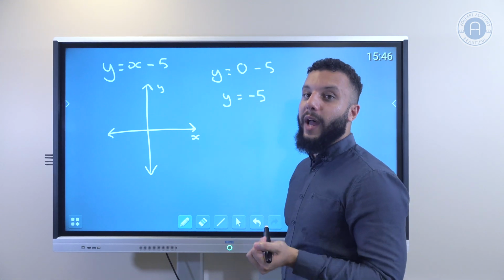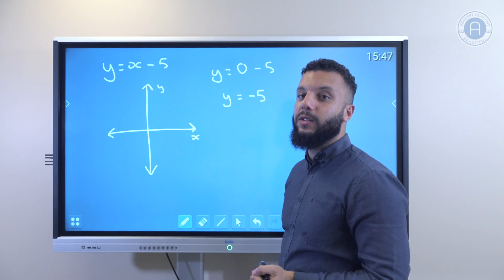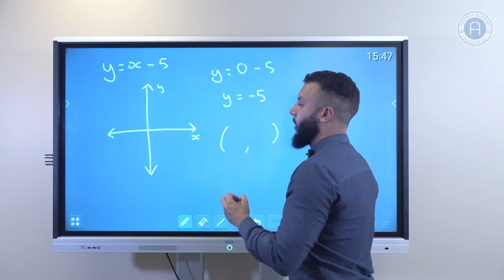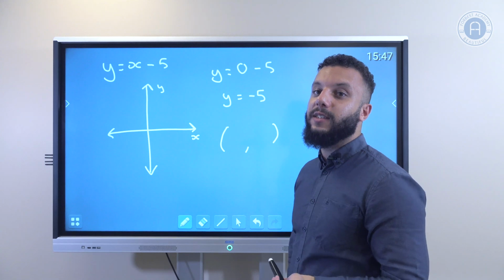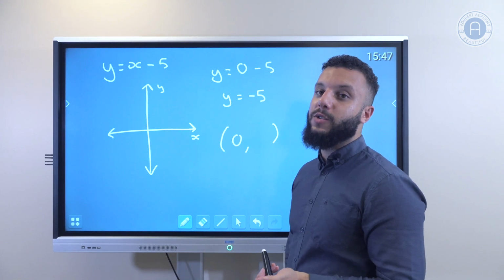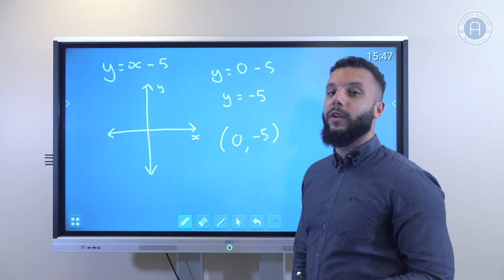So now we know our x coordinate and our y coordinate. All we need to do is put them together to get a coordinate. So x comes first, as it does in the alphabet. And as I said, x is equal to 0. And y we just worked out to be minus 5. So our coordinate is (0, -5).